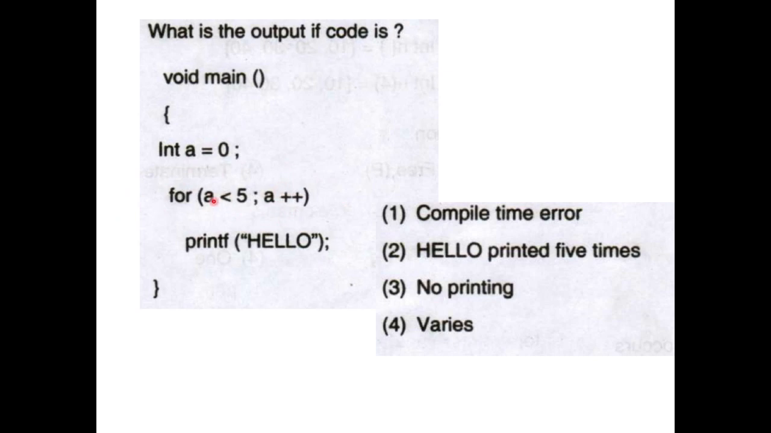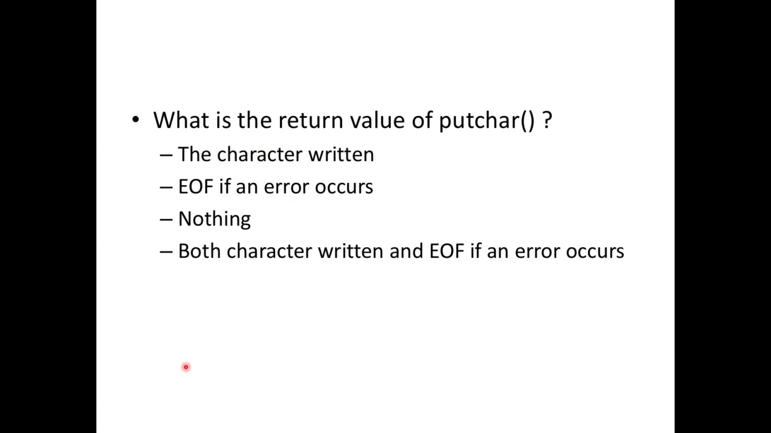Okay, so here there is a semicolon missing. Fine. So if there was a semicolon over here, it would have given you the message hello. Fine. So it would have given you 5 times hello. But as you can see, there is no semicolon. It will give you a compile time error. Okay. So the answer is compile time error. So let us move to the next slide.